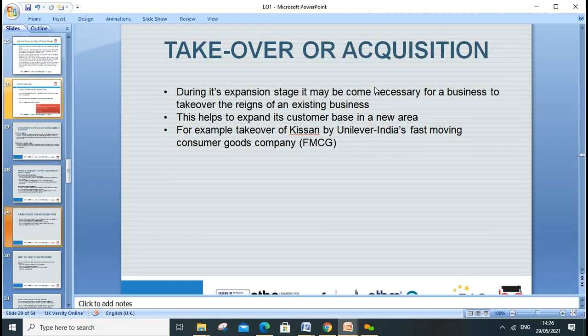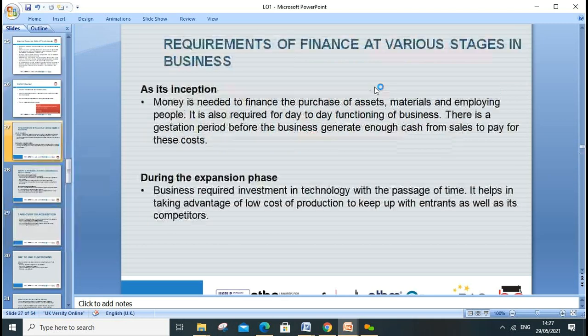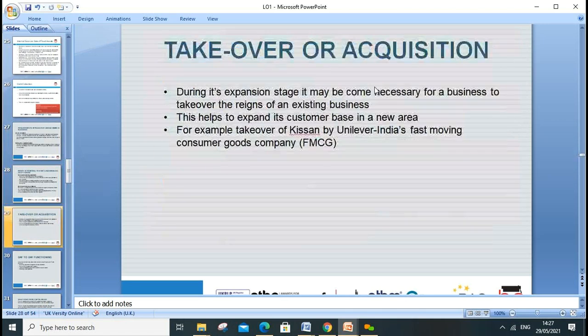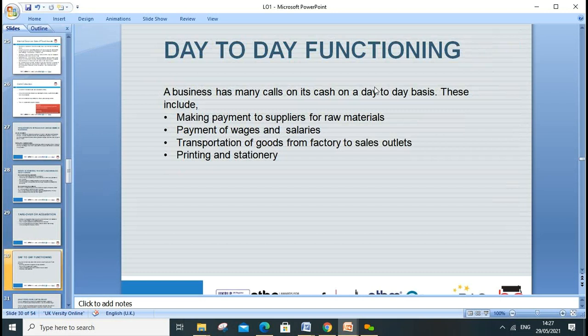Okay, guys, so that's what we need to follow. Okay, takeover or acquisition. Yes, that can be during the expansion stage. It becomes necessary for a business to take over existing businesses, which helps to expand the customer base and reach new areas.